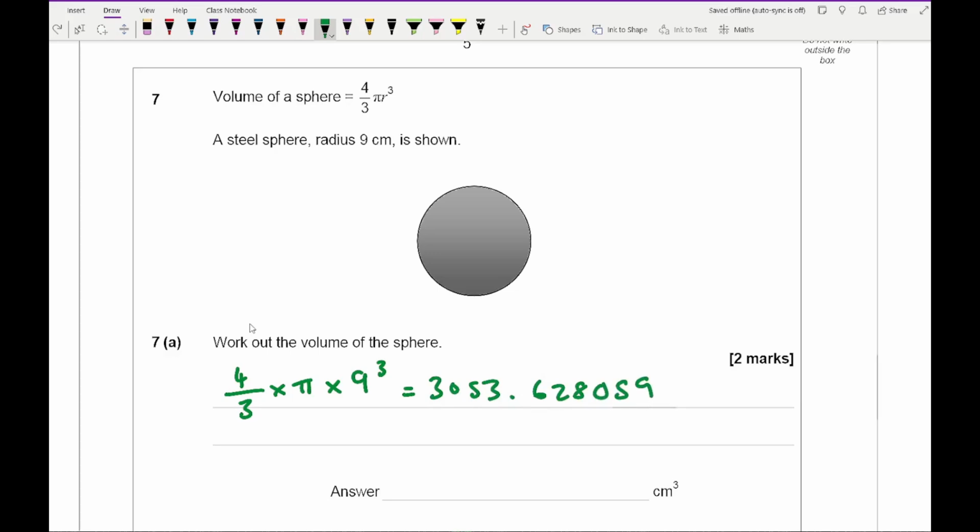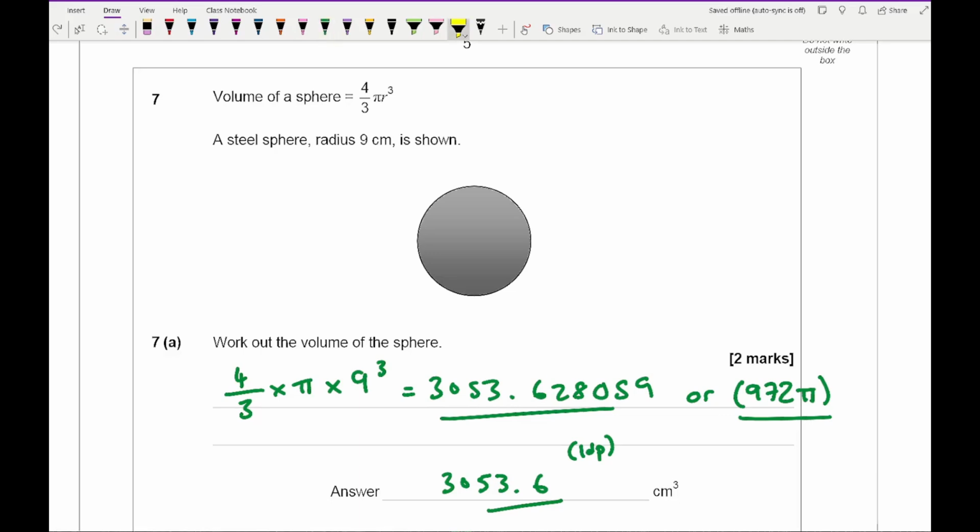in which we get an answer of 3053.628059. That's just taking what it says on my calculator. It also gives me the exact value, which is 972 pi. So again, any of those answers, rounded or not, you can write. If you have rounded it, it's always good practice to state what you've rounded it to. So for example, if I was going to write 3053.6, I would state that I've rounded to 1 decimal place. As the question doesn't specify what they want to round it to, it's entirely up to you. But if you do get your rounding wrong, you may lose a mark. So if you want to play it safe, just write down the exact value, either in terms of pi or whatever your calculator tells you.